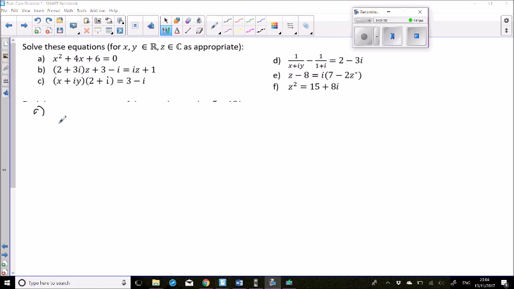And C, we're trying to find x and y, so the most sensible thing to do is probably going to be to expand these brackets.